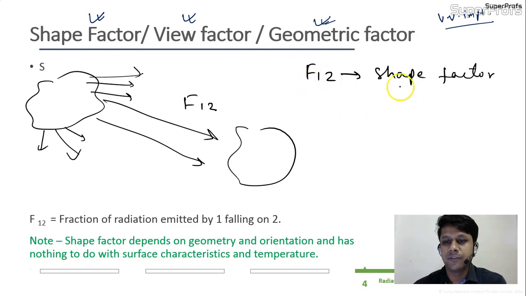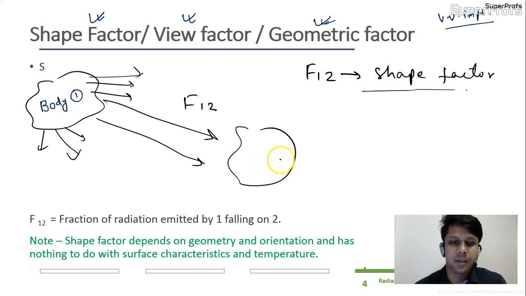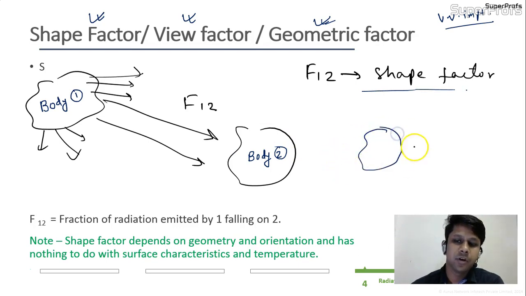So what is a shape factor? Consider there are two bodies. This is body number 1 and this is body number 2. We all know that every body whose temperature is greater than 0 Kelvin emits radiation. So let us say this body is also emitting some radiation in all directions.